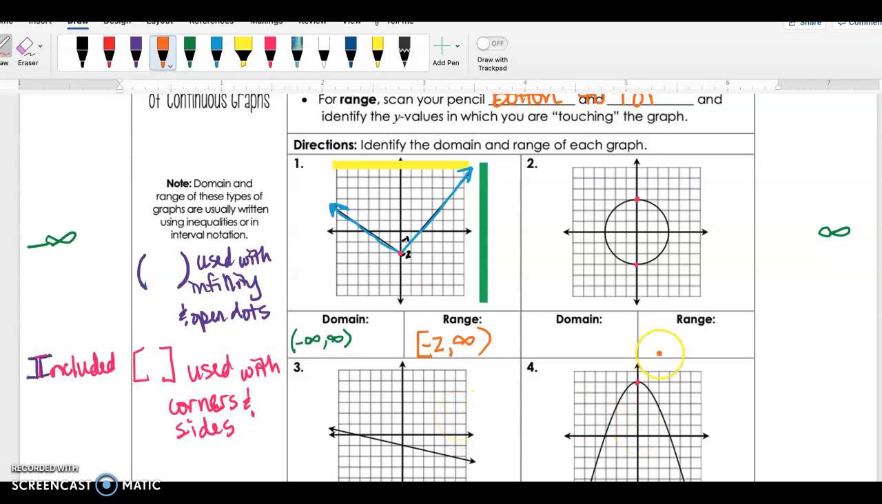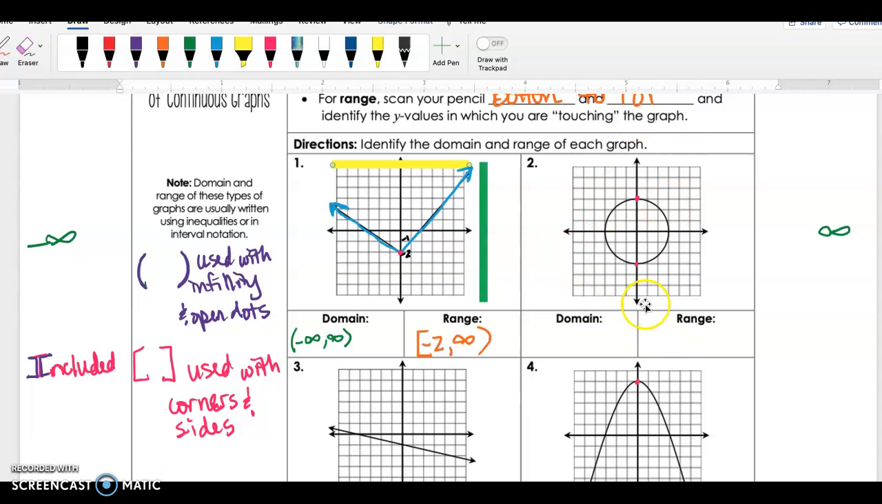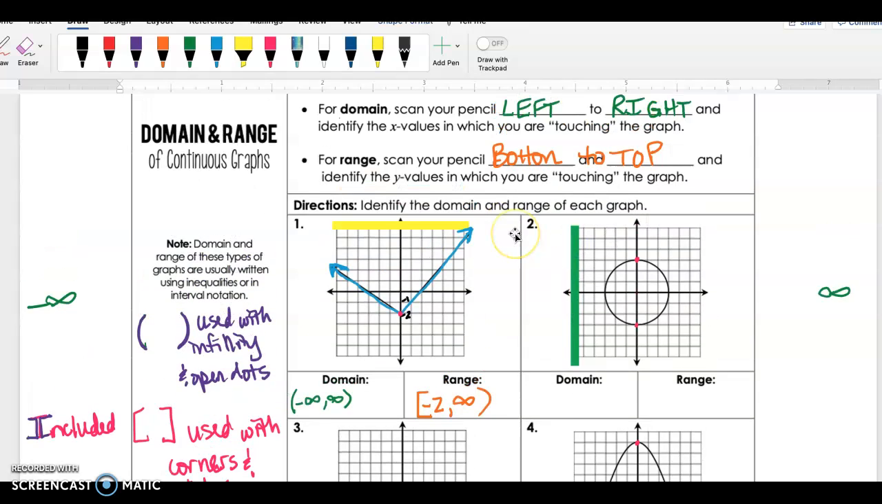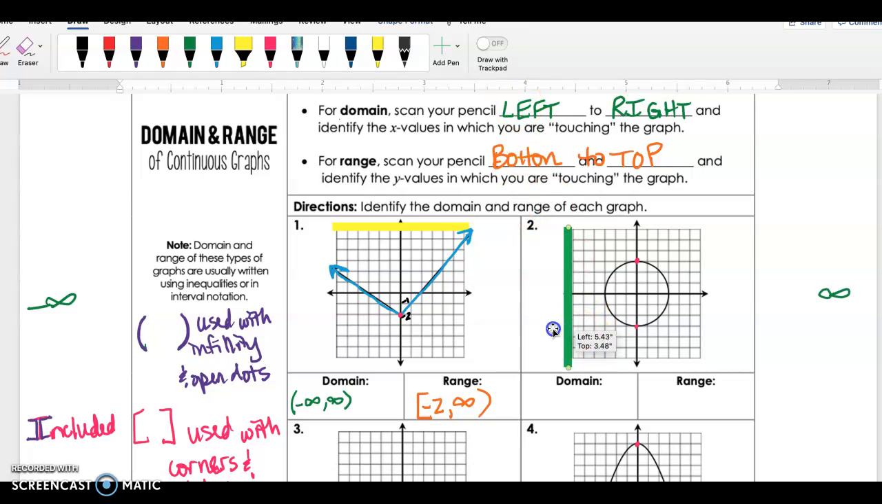All right, let's take a look at this one. Number 2, we'll go over that one. There's lots of practice problems on here, so I'll go over a couple and then I'll let you finish the rest on your own. So again, when we are doing domain, here we go, domain left to right. We want to start with our negative infinity side and we want to go to our positive infinity side.